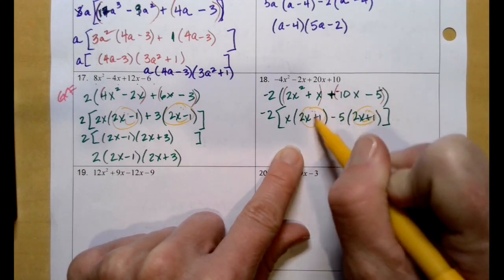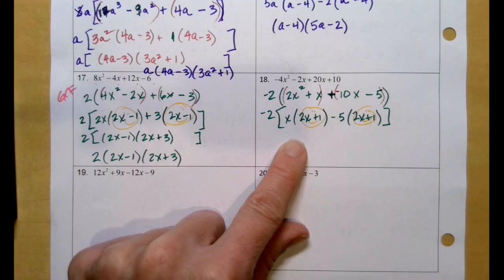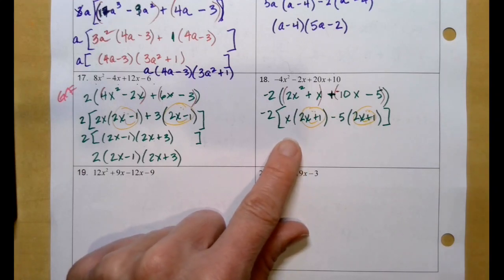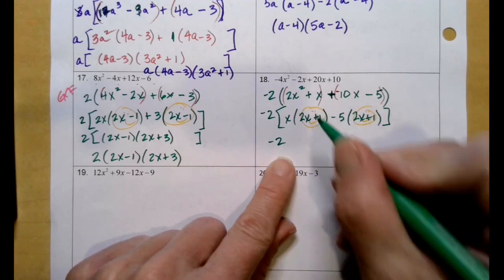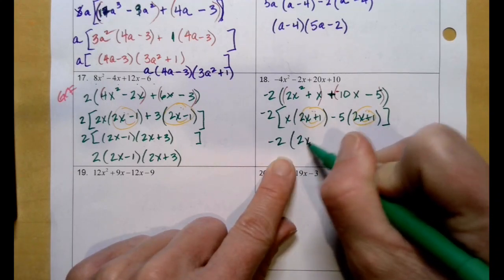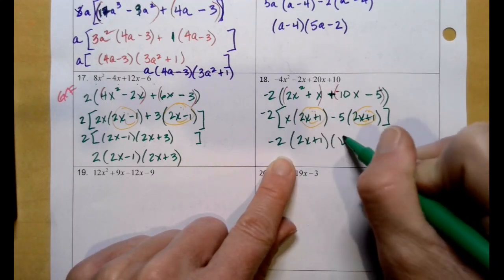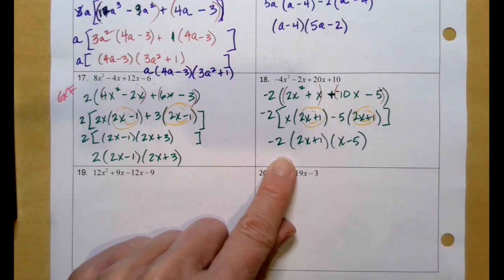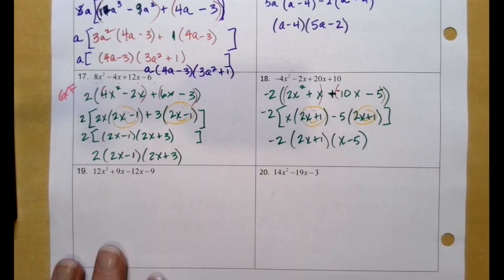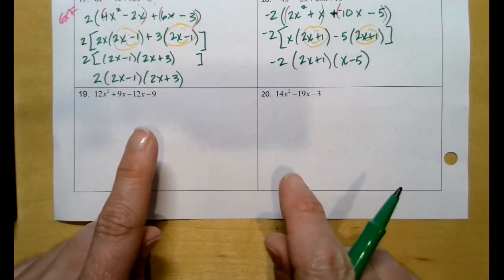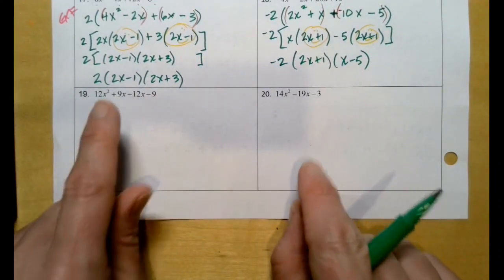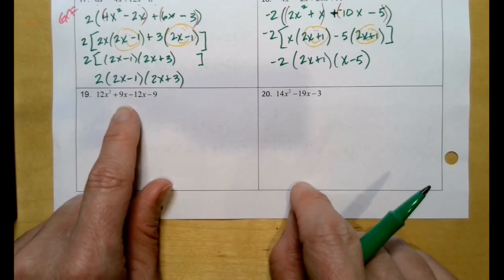My GCF is not just a variable or a constant. It can be an entire expression. So I have negative 2 as one factor, 2x plus 1, and then x minus 5 as my factors. Okay, now pause. You try this one on your own, see if you can do it.